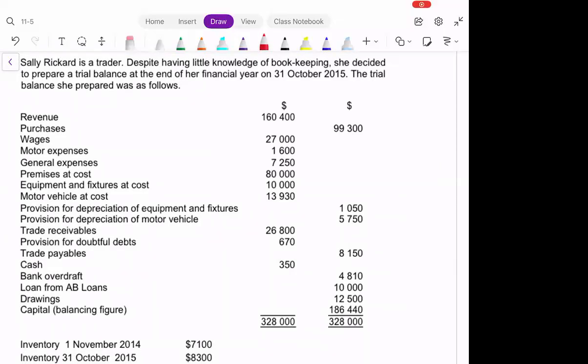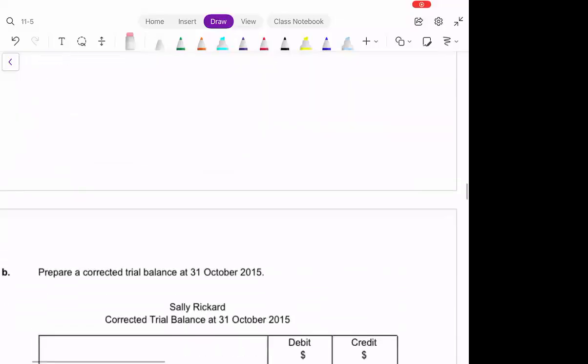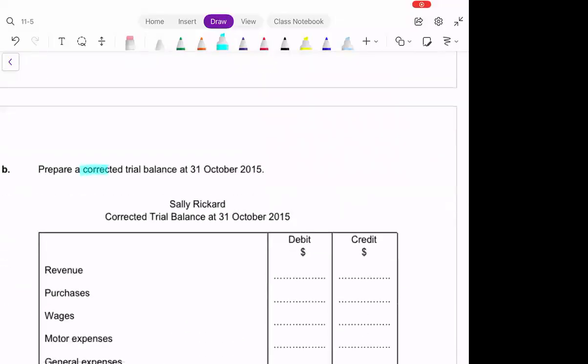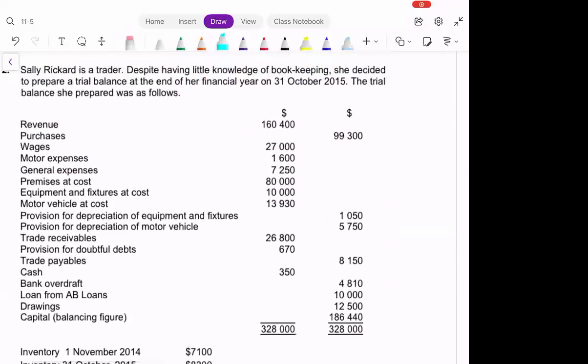If you read the question, always read the required. Required: for each of the items 1 until 3, state the type of error made. So 1, 2, 3, later I will read these and then we will decide what error each is. And then the next one is prepare the corrected trial balance. So how do you prepare the corrected trial balance? I'll check here first. I'll read the question.